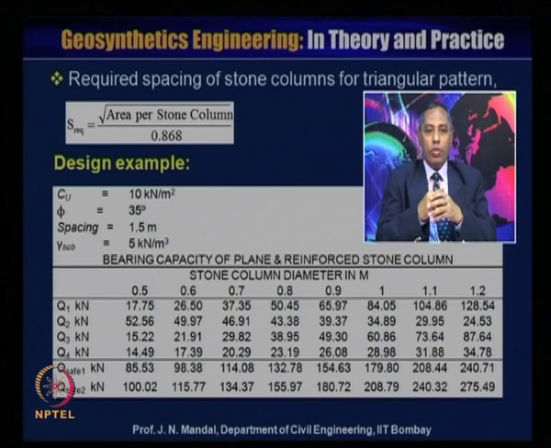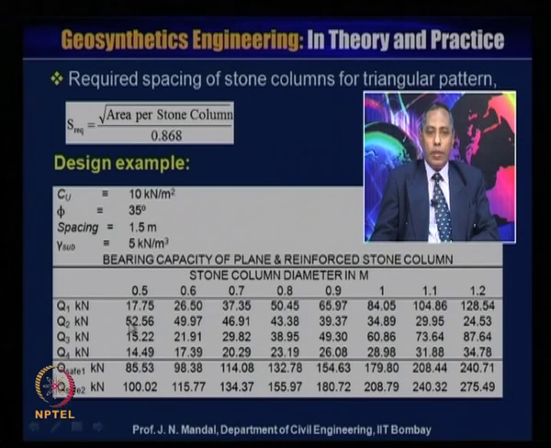We have made several design charts for the encased stone column. Only one of the design charts is given here in this course. So, here C value is considered 10 kilonewton per meter square, phi value 35 degree, spacing 1.5 meter, gamma charge as 5 kilonewton per meter cube, and then bearing capacity of the plain and the reinforced stone column is given. This is the stone column diameter, it may be 0.5, 0.6, 0.7, 0.8, 0.9, 1, 1.1 and 1.2 meter, and here you have Q1, Q2, Q3 and Q4.